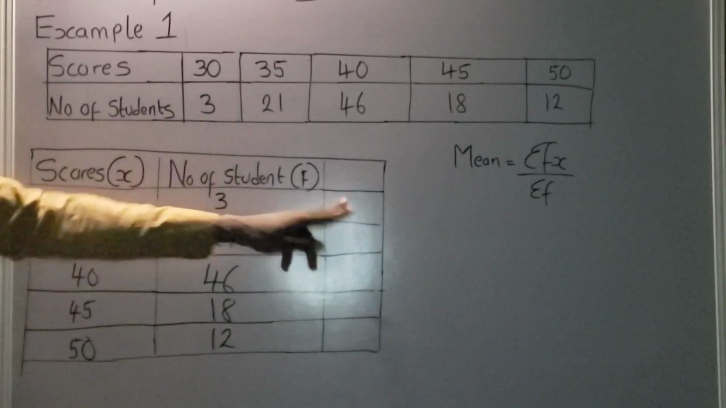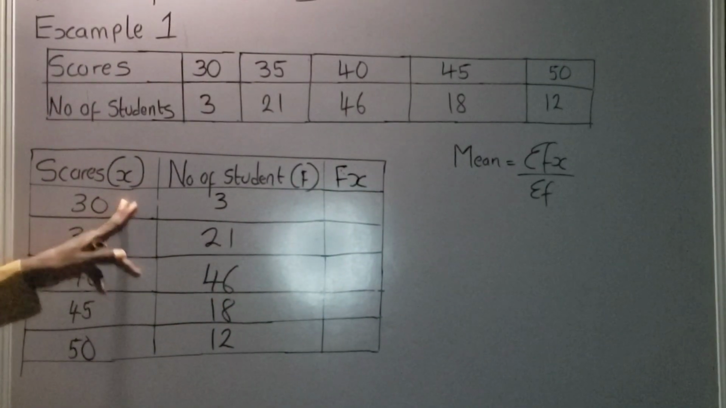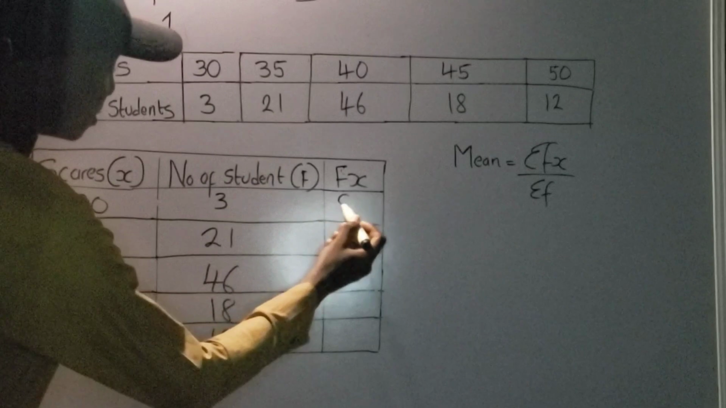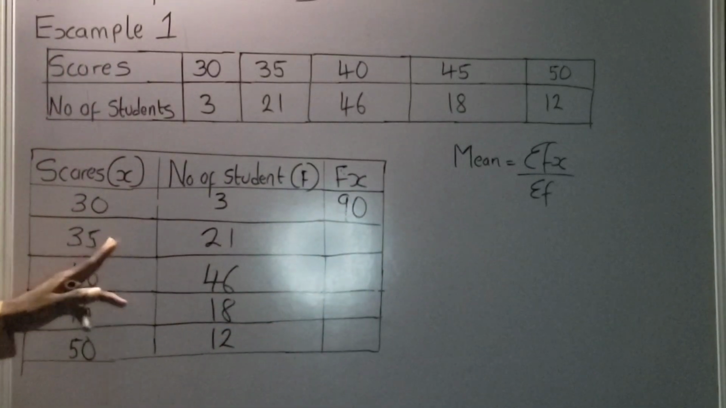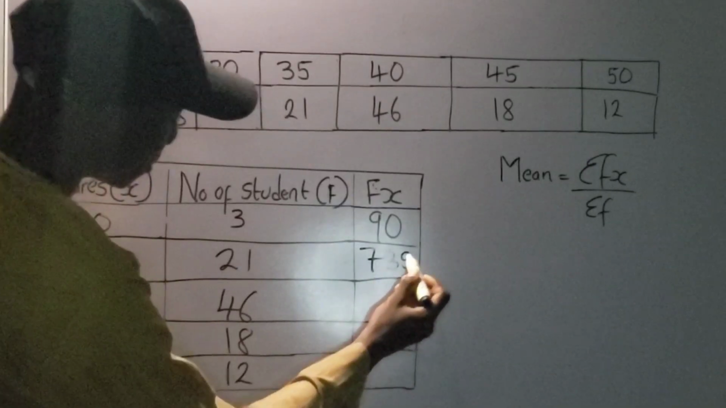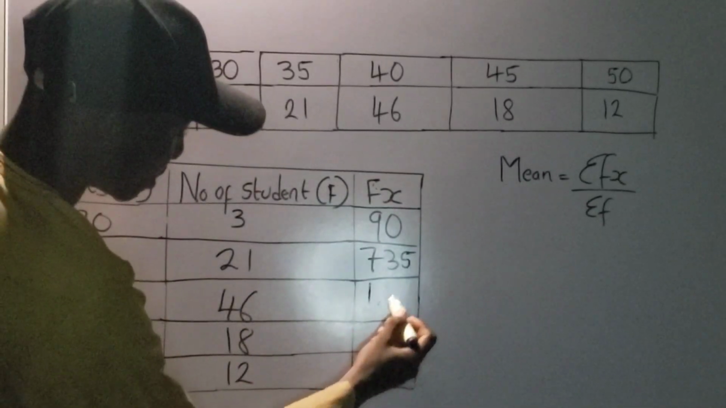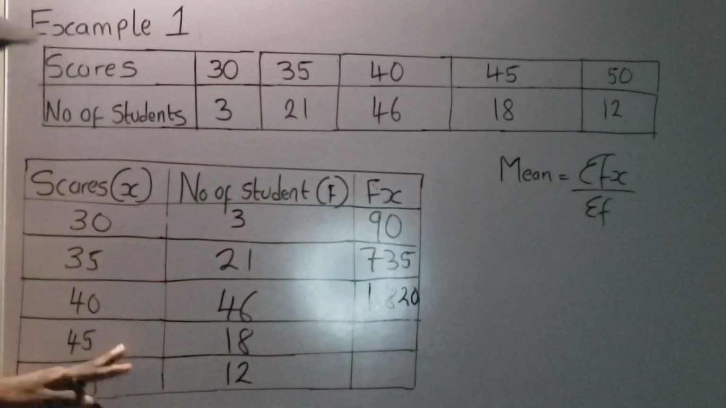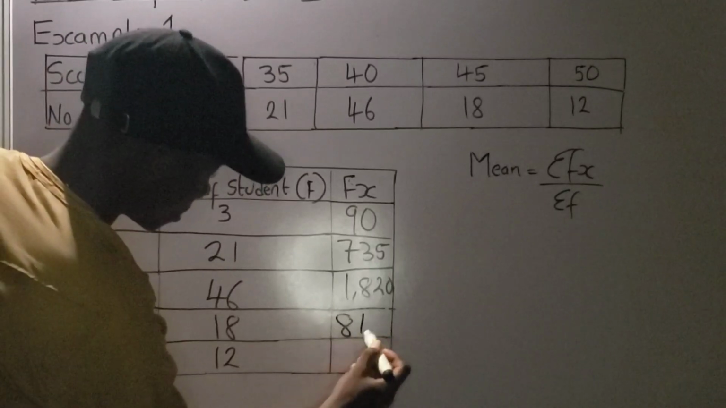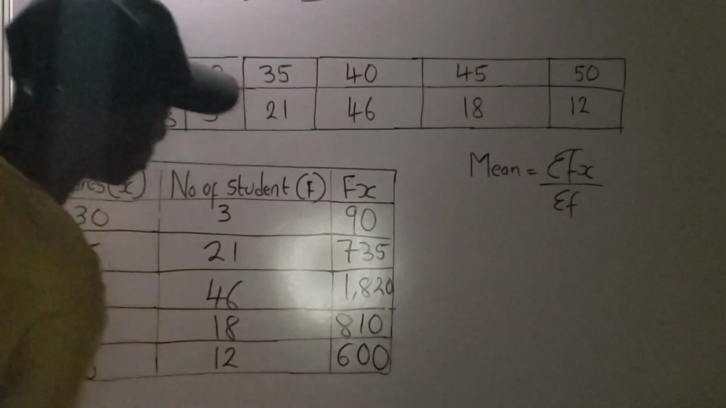So for this column, let me put fx. For the first cell, I'm going to have 30 multiplied by 3, that is 90. For the next, 35 multiplied by 21, 735. 40 multiplied by 46, 1840. 45 multiplied by 18, that is 810. 50 multiplied by 12, that is 600.